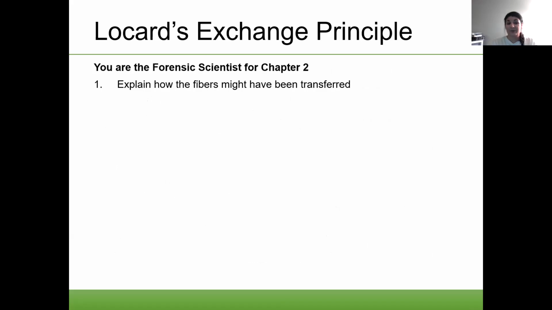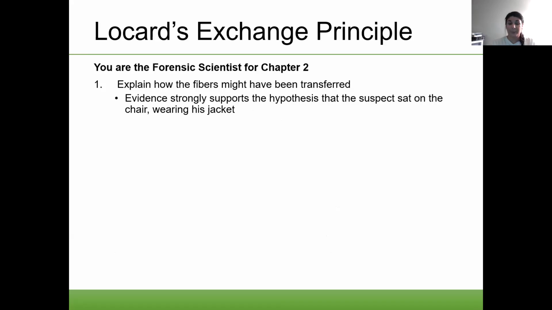So the first question, explain how the fibers might have been transferred. The evidence strongly supports the hypothesis that the suspect sat on the chair wearing his jacket, because there are chair fibers on his jacket, and jacket fibers on the chair, so it strongly suggests that the suspect sat on the chair wearing his jacket.